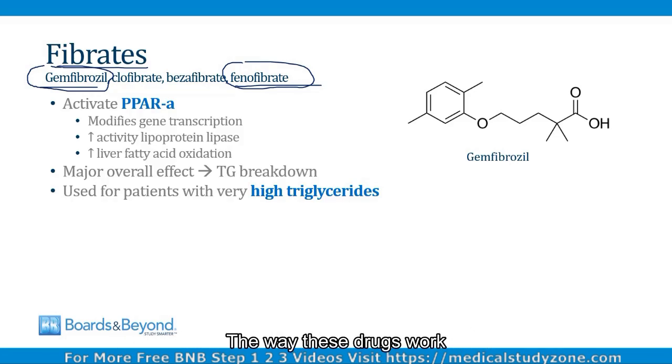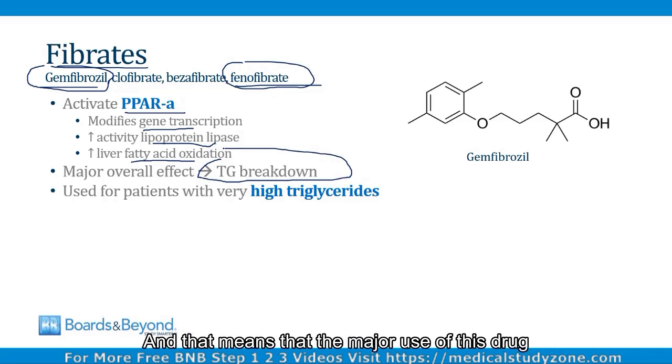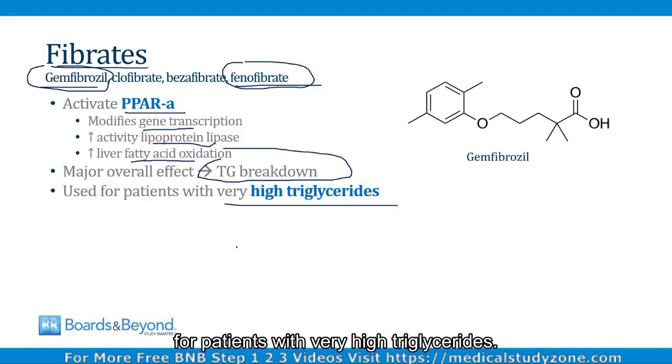The way these drugs work is by activating PPAR-alpha, which is a modifier of gene transcription in the liver. When PPAR-alpha is activated, there's more lipoprotein lipase activity, and this leads to the liver breaking down more fatty acids. The major overall effect of this is that more triglycerides are going to be broken down, and that means that the major use of this drug is going to be for patients with very high triglycerides. It's the main time when we use fibrates, in patients who have hypertriglyceridemia.